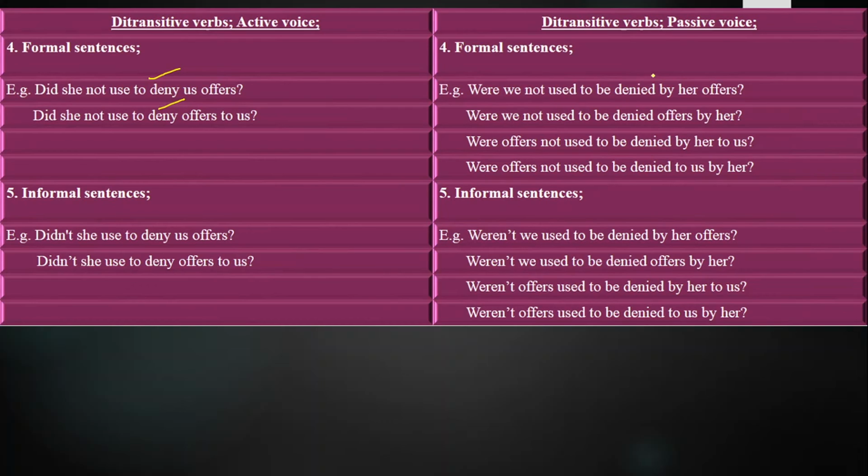Were we not used to be denied by our offers? Were we not used to be denied offers by her? Were offers not used to be denied by her to us? And were offers not used to be denied to us by her?